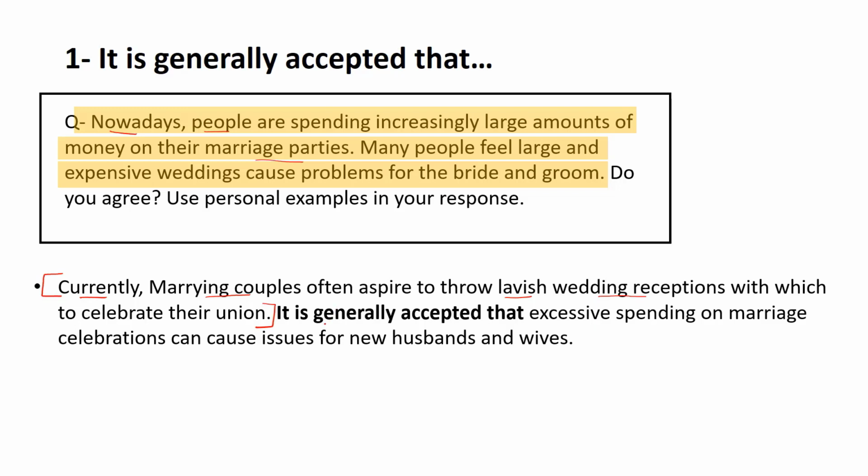The second sentence that refers to the problems caused by spending a lot of money is the sentence where I use the phrase, "It's generally accepted that." Excessive spending on marriage celebrations, so instead of the word weddings, I can also use marriage celebrations. And instead of the word problems, I have issues, and I use husbands and wives for bride and groom. So as you can see, I still have the same meaning, the introductory sentences with the phrase, which is formal and excellent to have in your introduction, and I write the introduction in my own language using different synonyms.